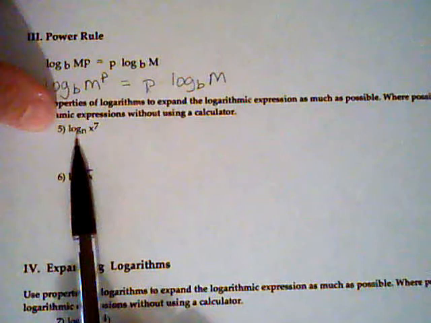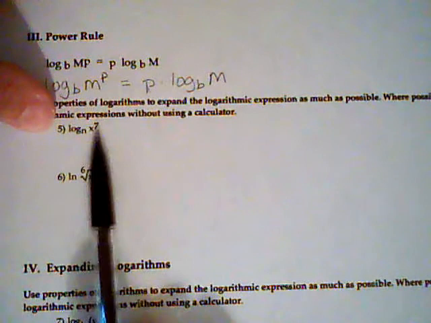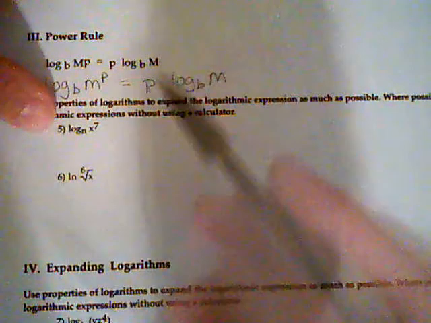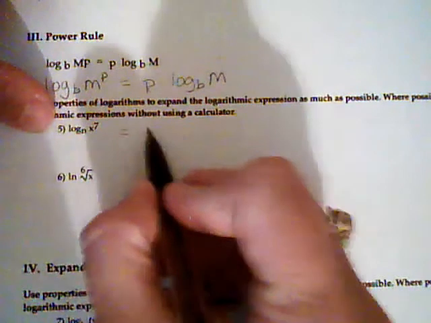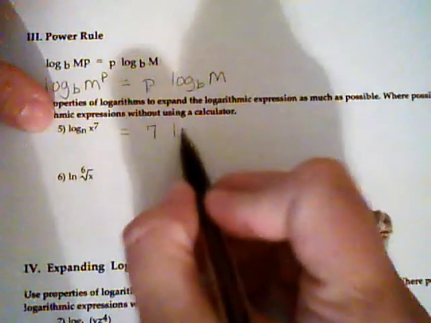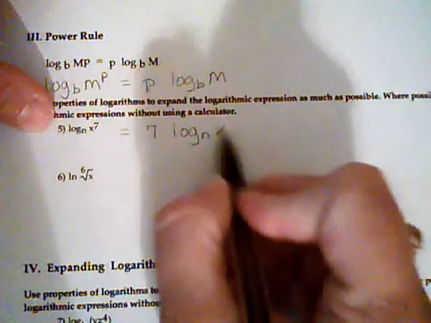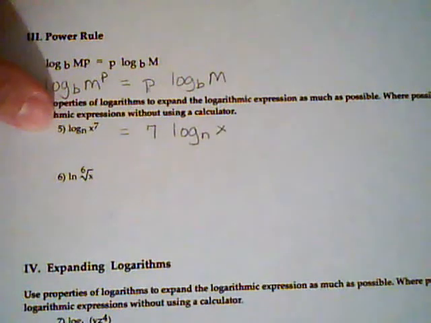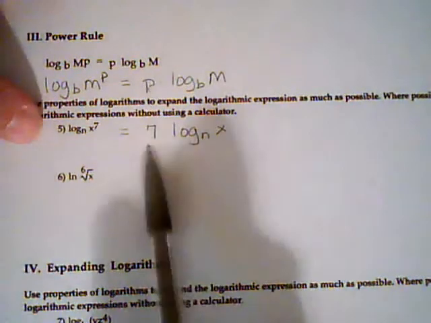So on number 5, you have log base n of x to the 7th. So we could rewrite this as 7 times the log base n of x. Okay, that's all there is to the power rule. We can't expand any further, so that's just your final answer.